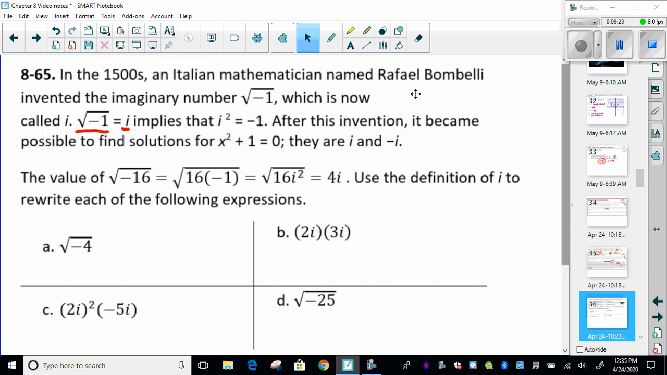A quick note for you, i sometimes can look like a 1. So you'll always see me curl my i. And that's just more so that you know it's not a 1.